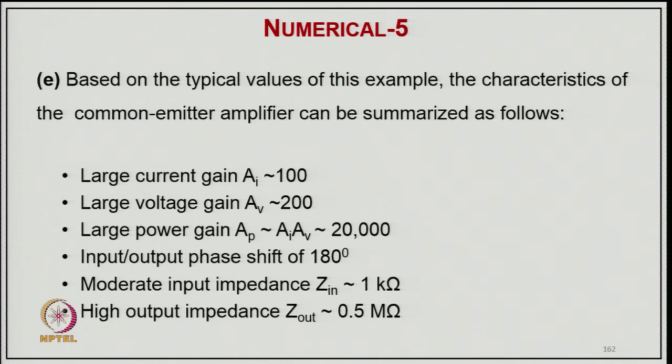And based on the values in the example, the characteristics of the common emitter can be summarized as large current gain 100, large voltage gain 200, and power gain 20,000, and input-output phase shift is 180 degrees, input impedance 1 kilo ohm, and high output impedance is around 0.5 mega ohm.